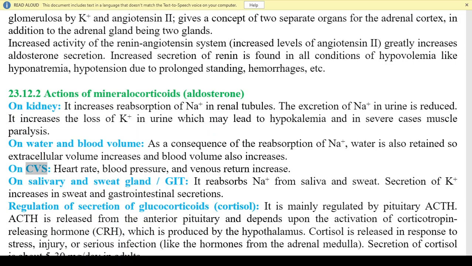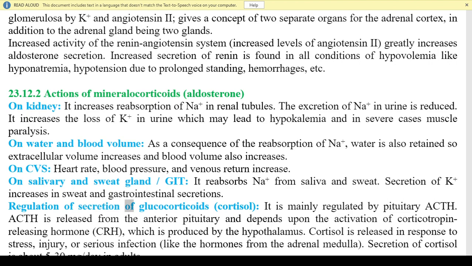On CVS, heart rate, blood pressure, and venous return increase. On salivary and sweat glands and GIT, it reabsorbs Na+ from saliva and sweat. Secretion of K+ increases in sweat and gastrointestinal secretions.